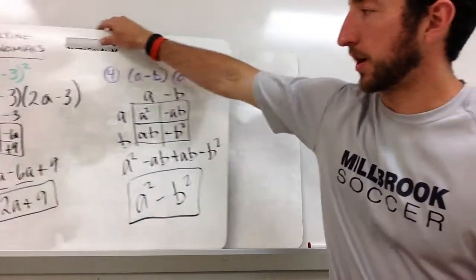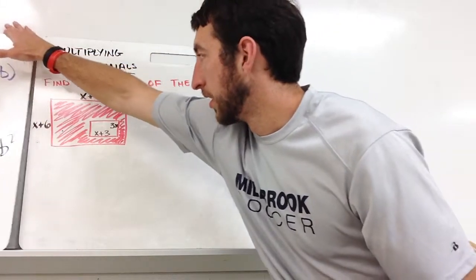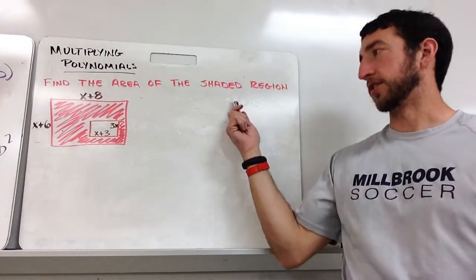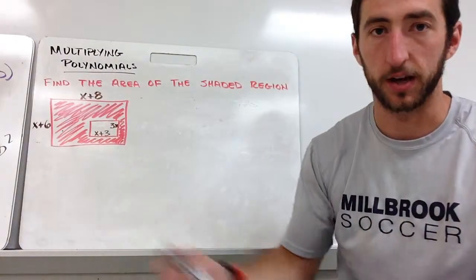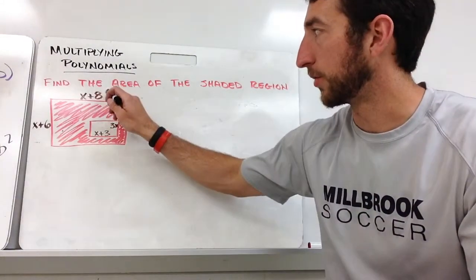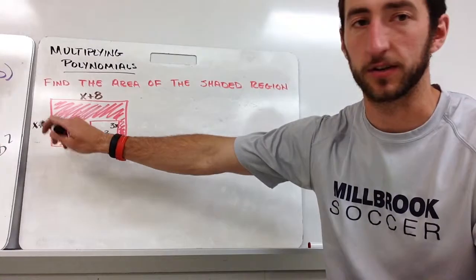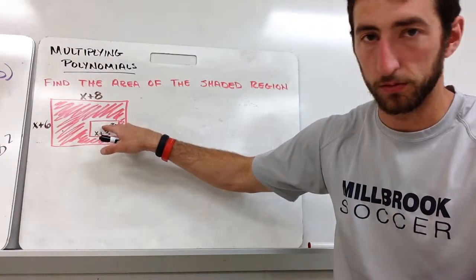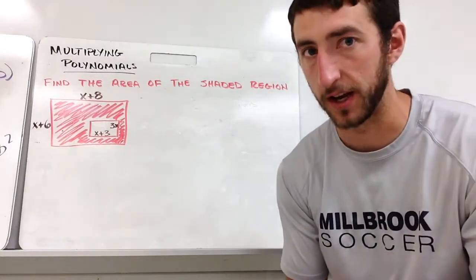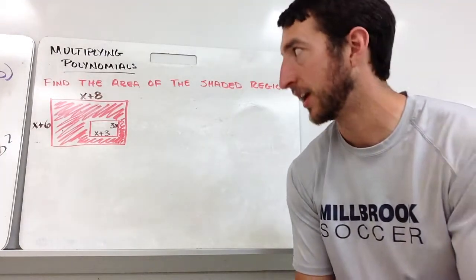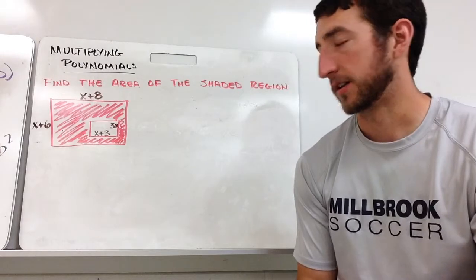Now let's do a little word problem. Alright, so what I want to do is find the area of the shaded region. This is a rectangle, just like we had, length times the width. So I'm going to do x plus 8 times x plus 6. But then I've got this little non-shaded piece. So what I want to do is take that out. In order to do that, I have to multiply that out and then subtract it.